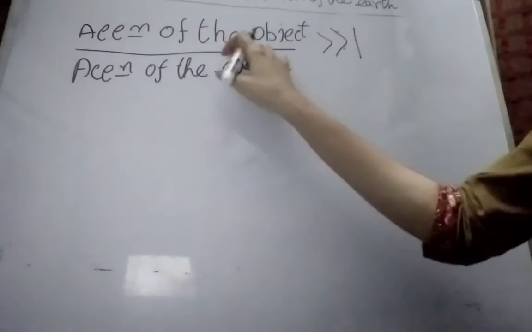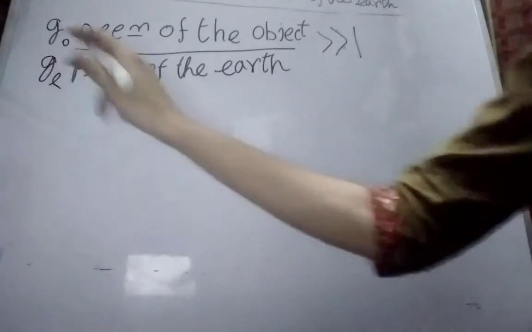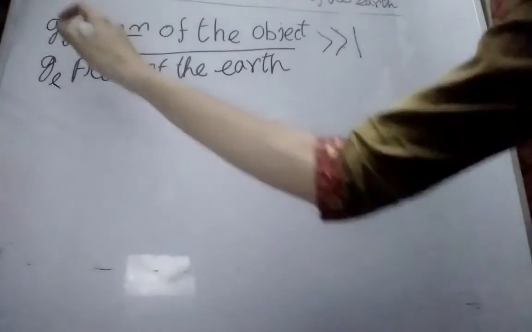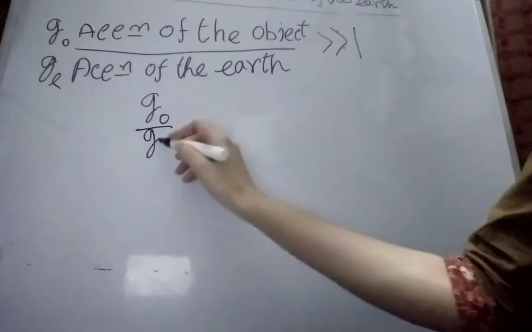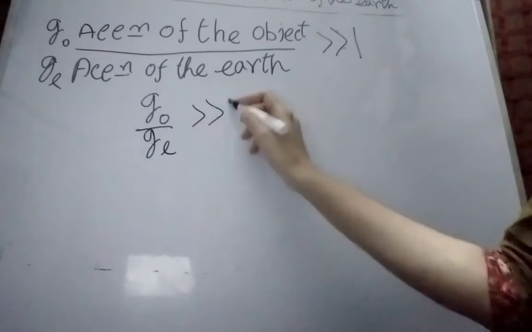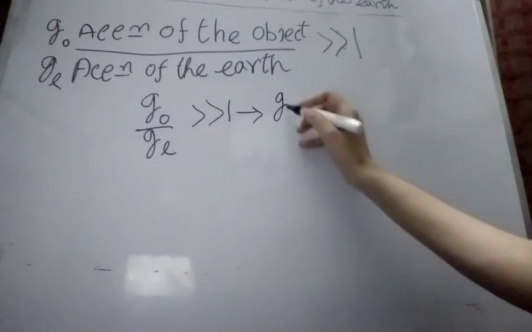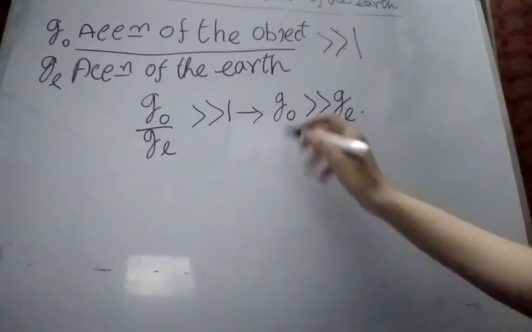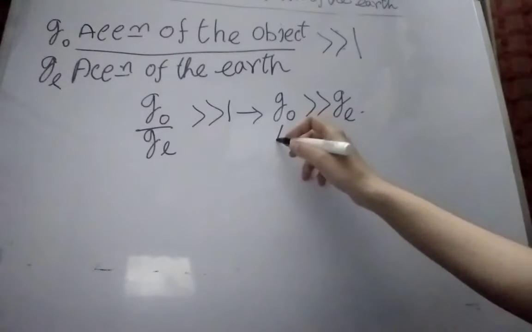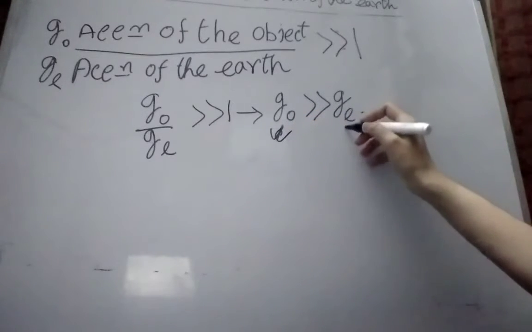Let us denote the acceleration of the object as GO and the acceleration of the earth as GE. From this equation we may say that GO by GE is very much greater than 1. So from this we can conclude that GO is very much greater than GE. What does it mean? The acceleration of the object is very much greater than the acceleration of the earth.